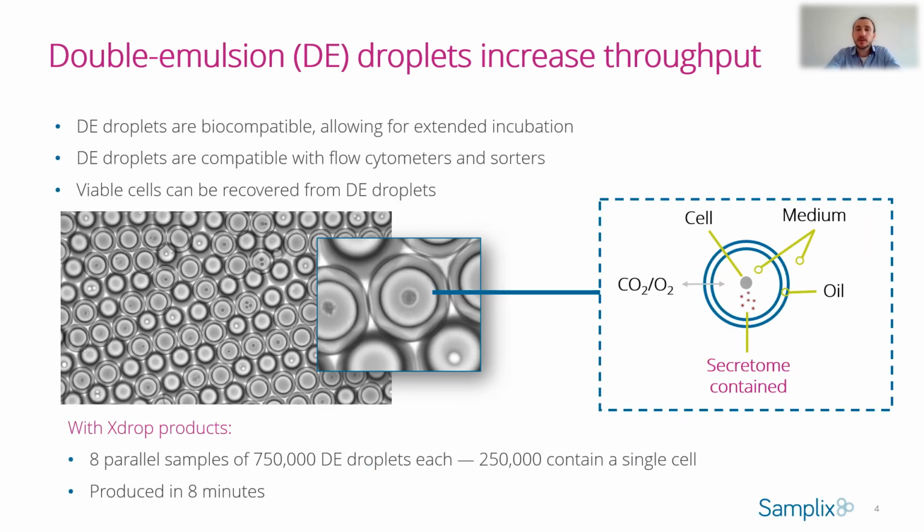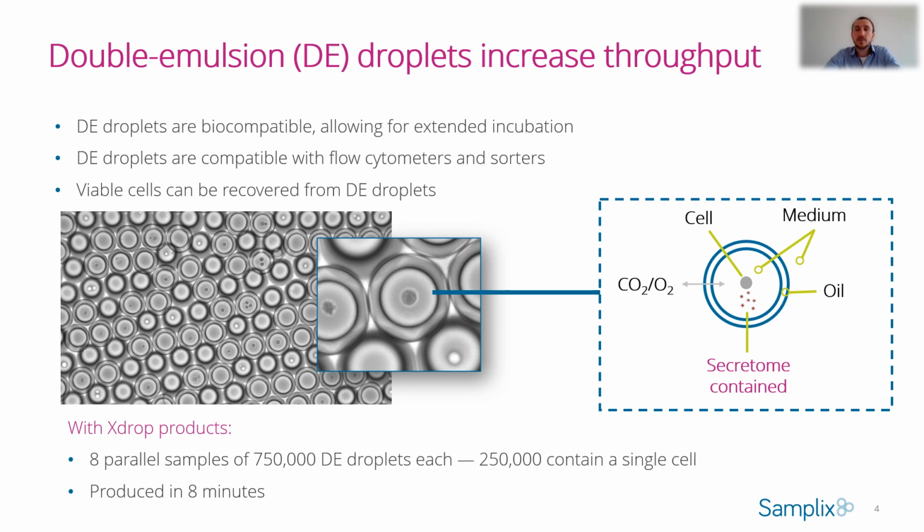And the way that Xdrop makes single cell analysis possible is by using double-emulsion droplets. These are the droplets depicted over here, where you have your cells inside an oil droplet, you have media on the inside, and media also on the outside, growth media. And you will have CO2 and oxygen able to cross the oil membrane here, whereas larger molecules such as secreted cytokines, for example, are contained within the droplets and can be analyzed after incubation.